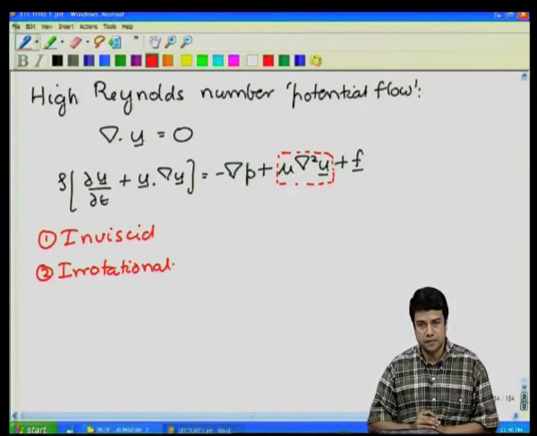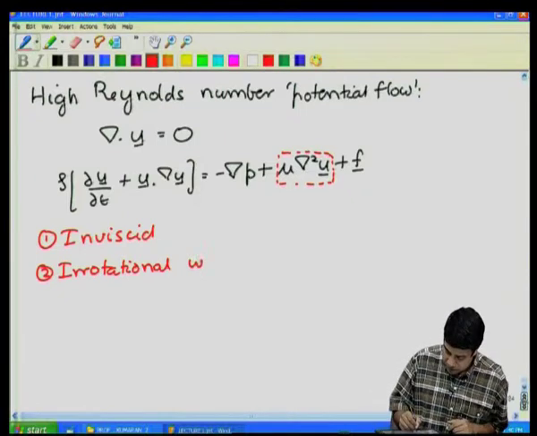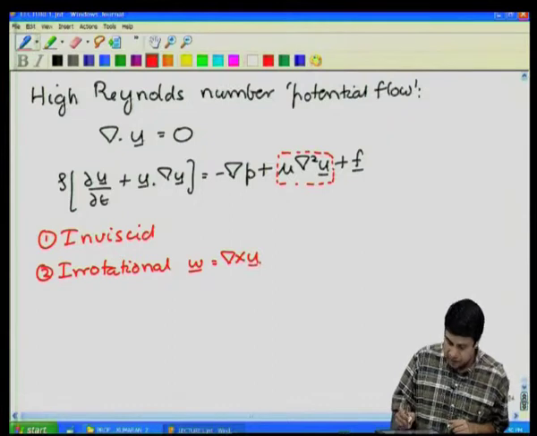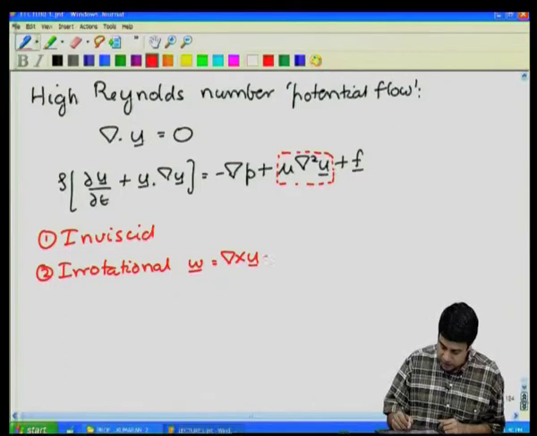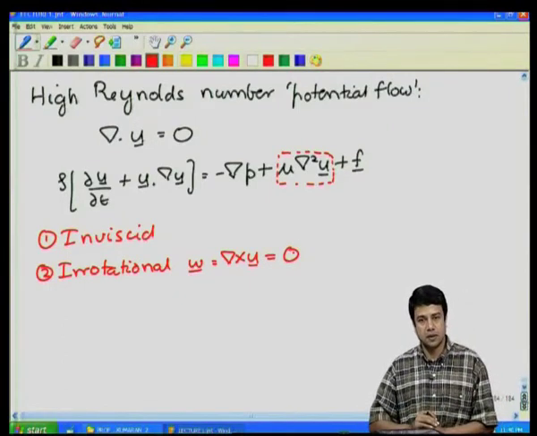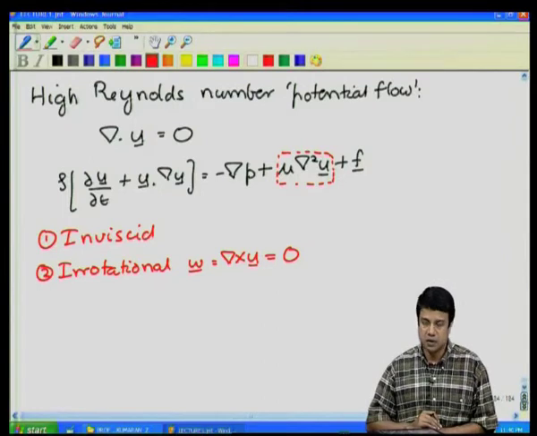The second assumption for potential flow is that the flow is what is called irrotational. The flow is irrotational. That is, there is no rotation at any point within the flow. The rotation is related to the vorticity, which is equal to del cross u. That is equal to 0 at each point within the flow. So, that is the second assumption for potential flows, that the vorticity is equal to 0 everywhere in the flow. Therefore, the curl of the velocity is equal to 0 everywhere in the flow.